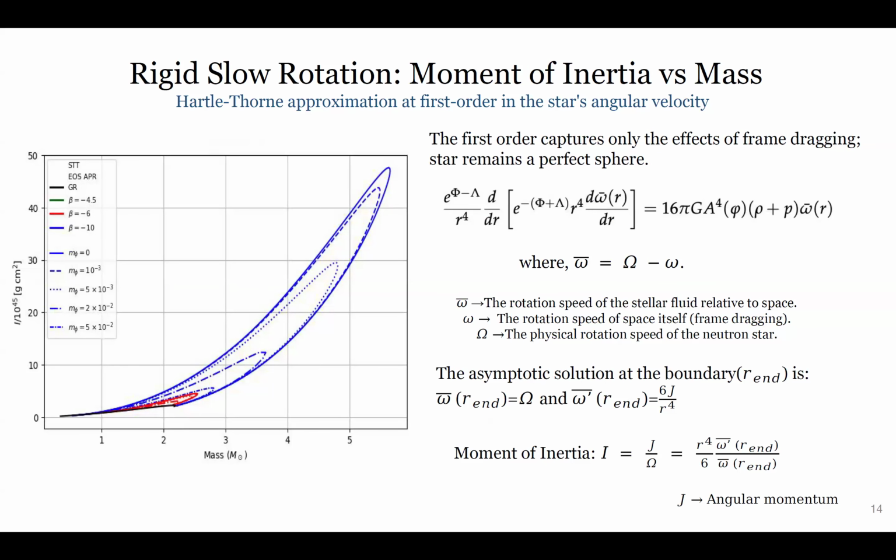Next is the slow rotation, where I've obtained the graph between the moment of inertia and mass. For this case, I have considered the neutron stars to be slowly rotating, which means there would not be any deformity in the star. We would be taking only the first order in the star's angular velocity, so the effects of frame dragging would only be present there. Towards the asymptotic region, where the frame dragging is very negligible, the spin speed and the relative rotation will coincide, and that is where we calculate the moment of inertia.